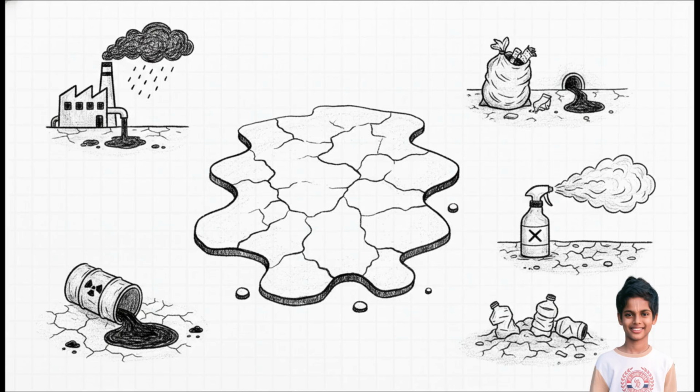In farming, the excessive use of harsh chemical pesticides and fertilizers is a massive issue. Then there's non-decaying waste like plastics and metals just sitting there forever. And finally, accidental chemical spills. All of this completely ruins the soil's natural fertility.